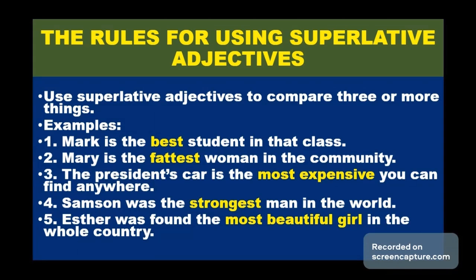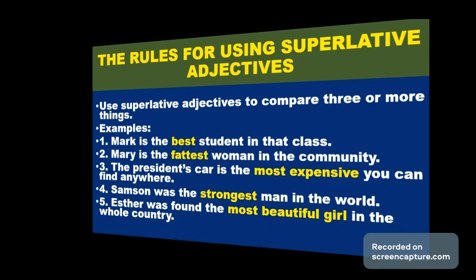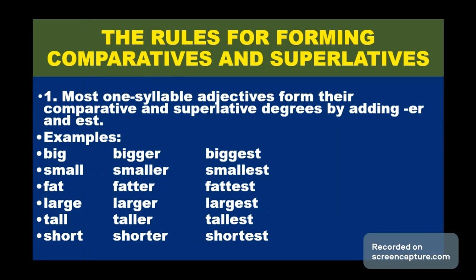Number 5, Esther was found the most beautiful girl in the whole country. All right, the most beautiful girl in the whole country. So that is exactly how to use superlative adjectives. Now let's look at the rules for forming comparatives and superlatives. One important thing we must note when using adjectives to make comparisons is to ensure that you use the properly formed adjectives. This is why it is necessary to know the rules for forming them.